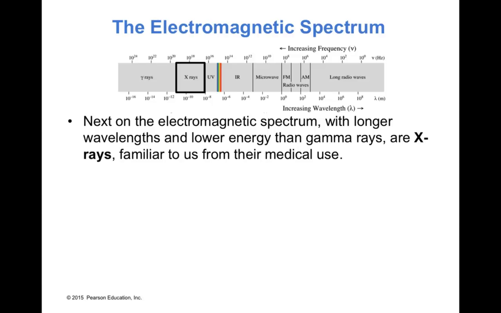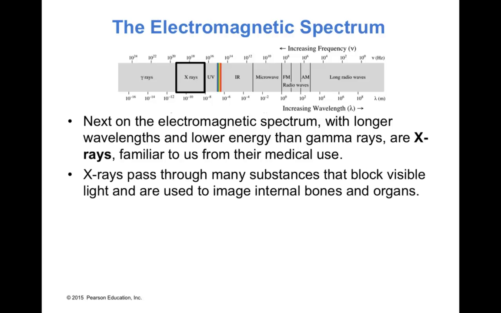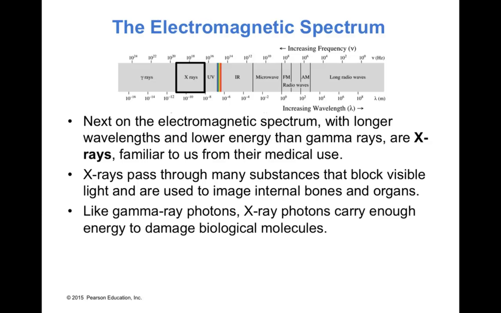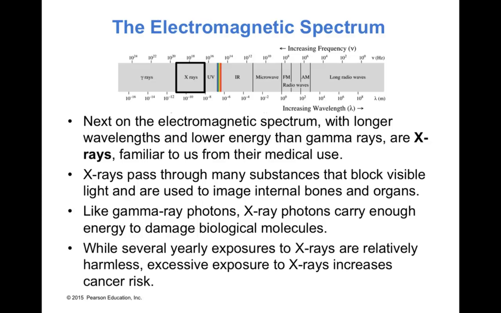The second region is the X-ray radiation, with longer wavelength and lower energy than the gamma rays. These are familiar to us from their medical use. X-rays pass through many substances that block visible light and are used to image internal bones and organs. Like gamma ray photons, X-ray photons carry enough energy to damage biological molecules. While several yearly exposures to X-rays are relatively harmless, excessive exposure to X-rays increases cancer risk.